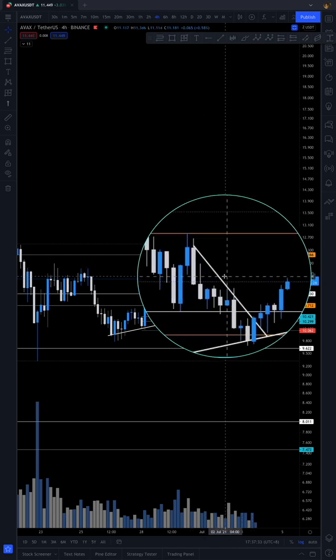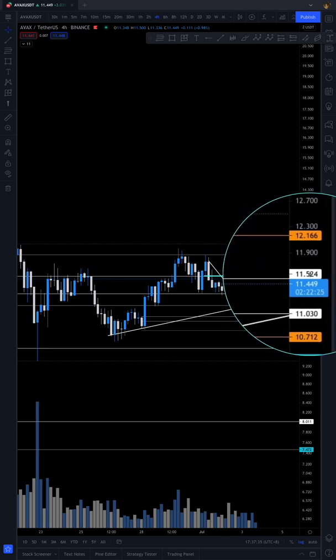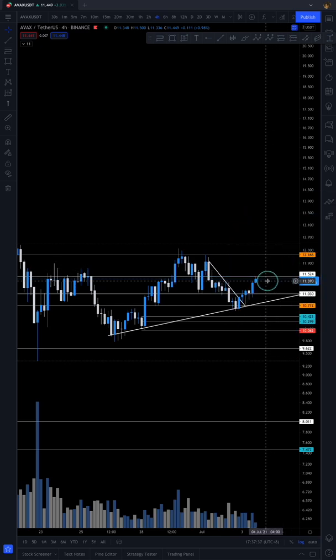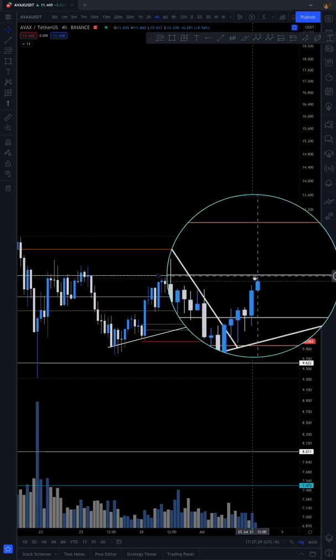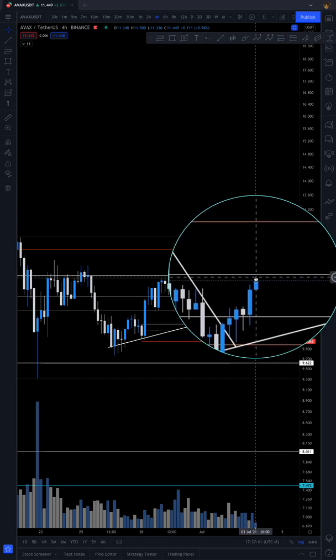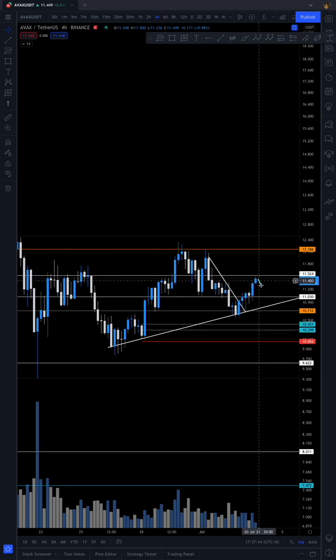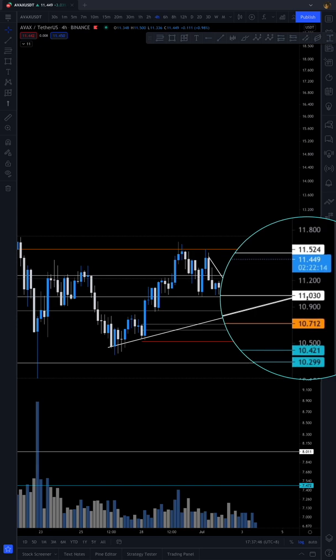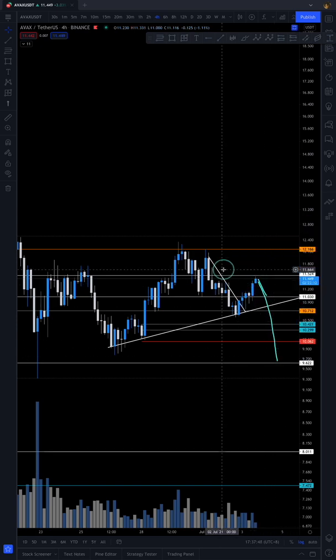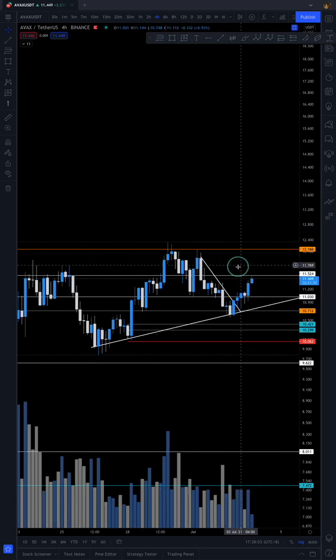So you're going to want to mark down this level on your own chart, 11.52. You're going to want to look for price to get rejected off of this level, and at the moment you can see that it's happening right now. If the price gets rejected here and it falls below 11.3, then expect AVAX to be in a downtrend, and this is the part where it gets juicy.